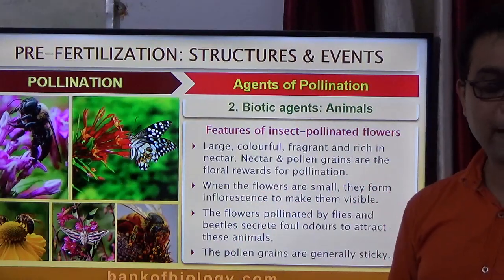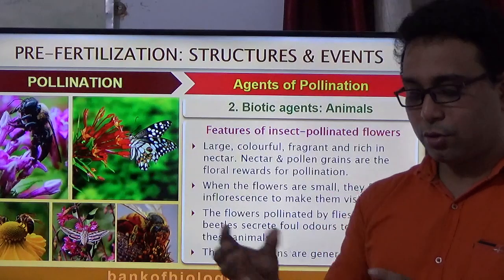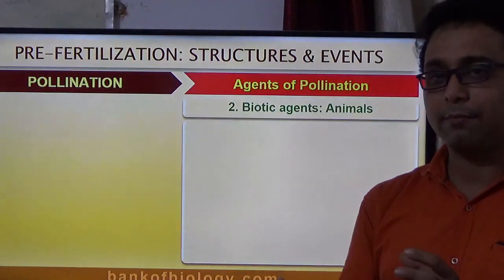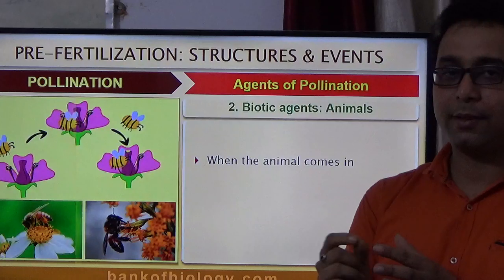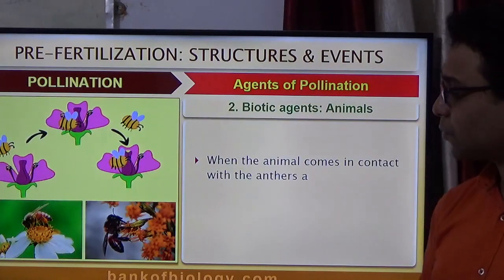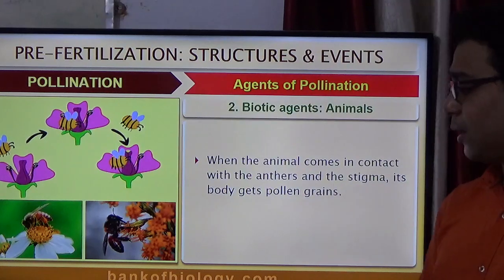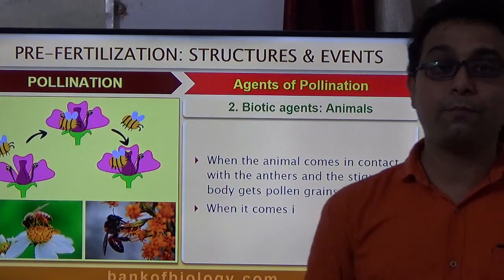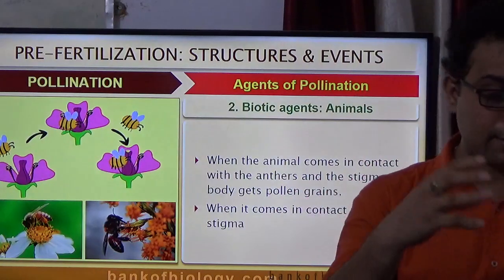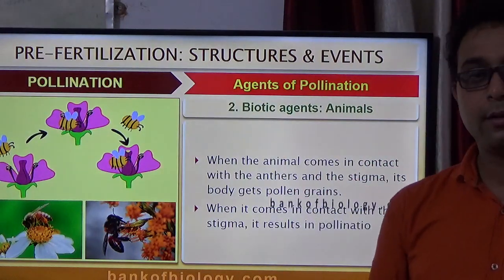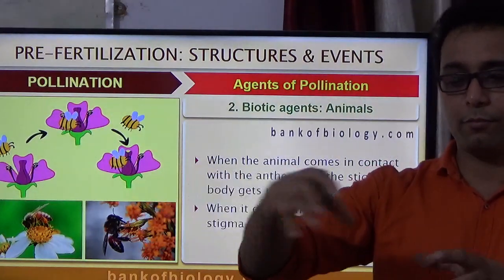Pollen grains are generally sticky. So when the insect comes down, their legs attach to the pollen grains. When the animals come into contact with the anther and the stigma, their body gets the pollen grains. Now when it comes in contact with the stigma, they just move on the flower.